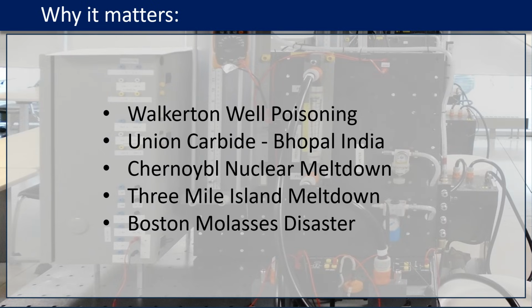1. Instrumentation tells us what the process is doing. 2. Maintenance ensures that information can be trusted. 3. Training allows people to interpret it. 4. Procedures determine what happens next. Without all four, preventable problems can become preventable disasters. The Walkerton inquiry explicitly concluded that proper instrumentation and monitoring could have prevented that tragedy.